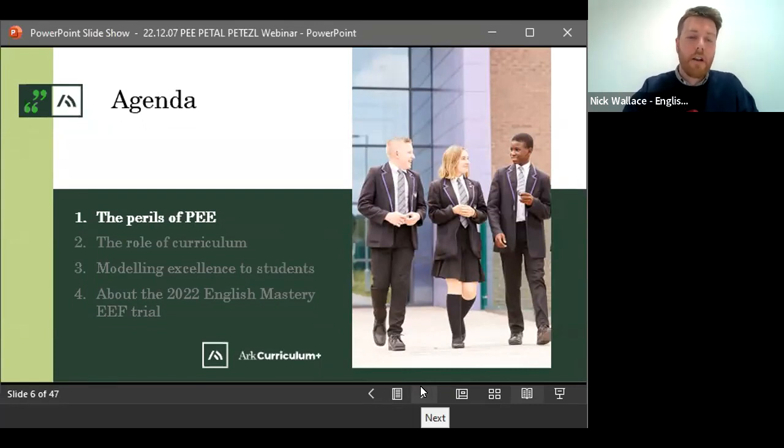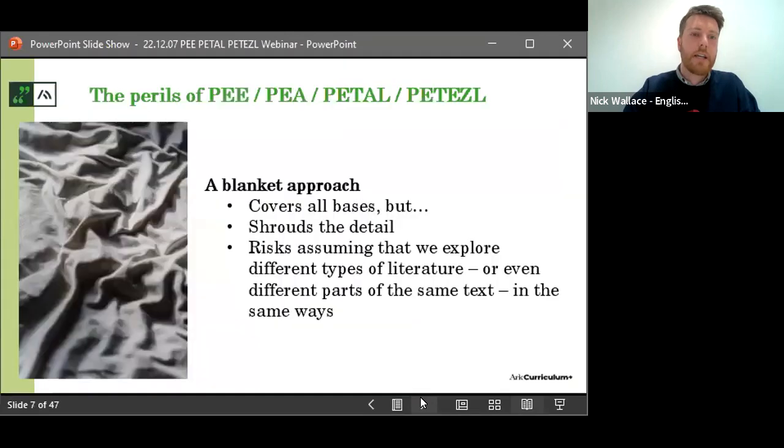The first thing I'd like to suggest is that when we use those analytical writing mnemonics, those frameworks, those scaffolds, whether it's PEA, PETAL, PETEZL, they can offer some students a useful framework. When we resort to those generic guidances, we have the opportunity to cover all bases, right? That blanket approach can cover all bases. But when it comes to exploring literature in all of its diversity, in all of its nuance, and all its subtlety, that blanket approach can really shroud all of the detail that makes our subject so rich and interesting and fascinating.